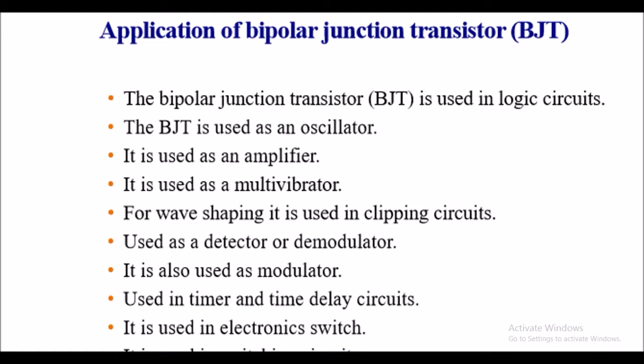A bipolar junction transistor is used as an amplifier, as a multivibrator for wave shaping, and in clipping circuits. It is used as a detector or demodulator, and also as a modulator. It is used in timer and time delay circuits, as an electronic switch, and in switching circuits.